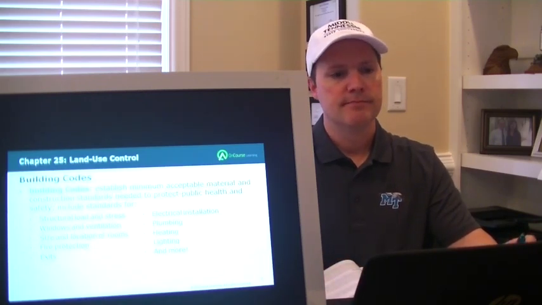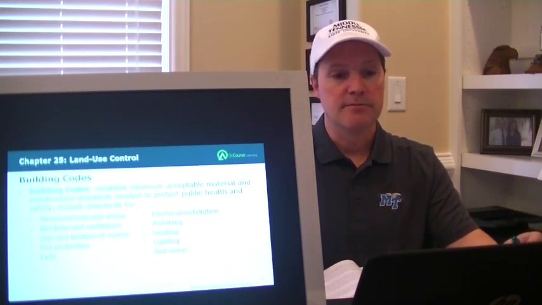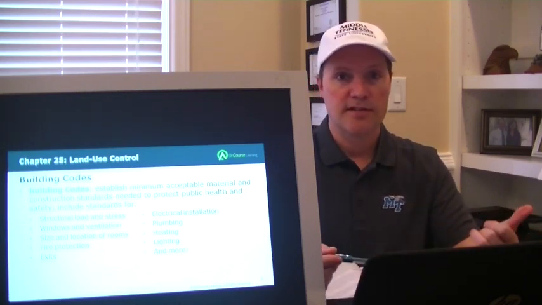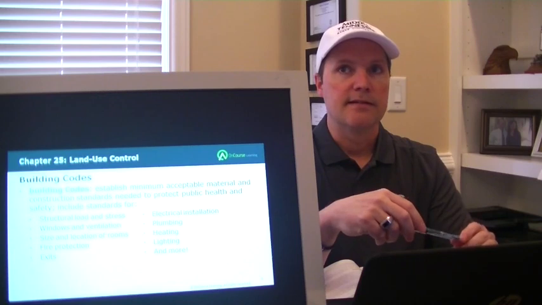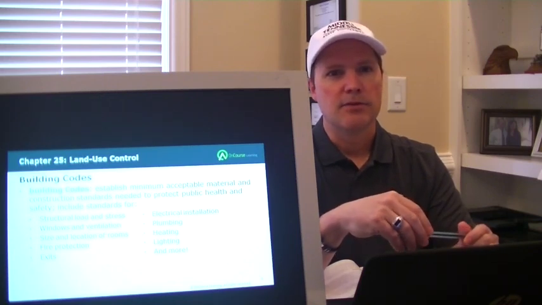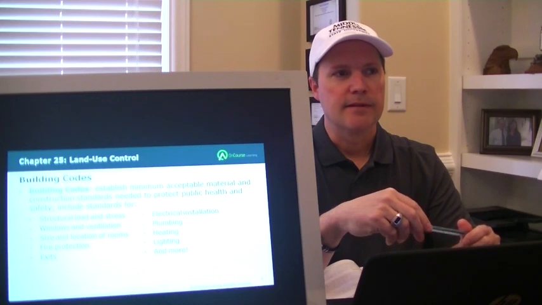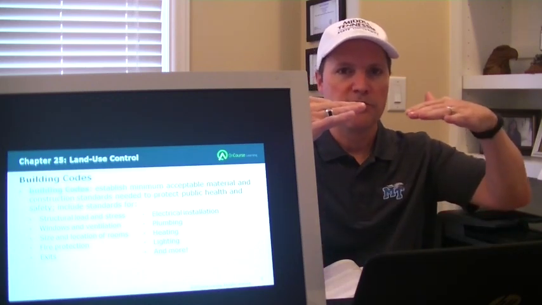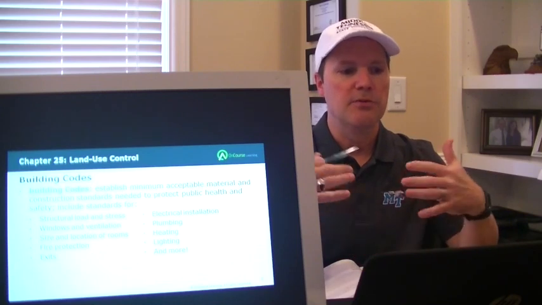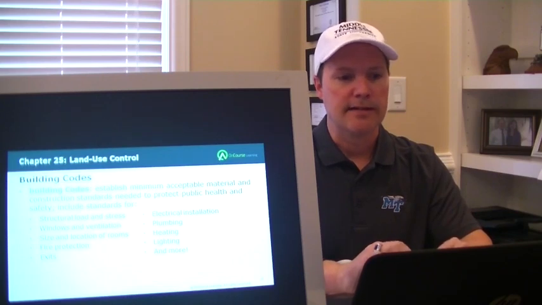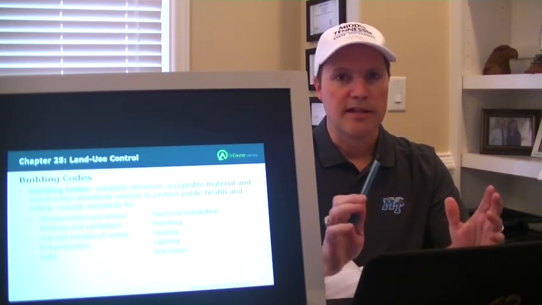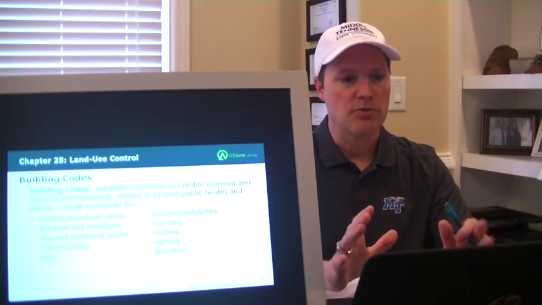Building codes. So you establish minimum accepted material and construction standards needed to protect public health and safety, including standards for structural load and stress. So you have to have the buildings constructed strongly enough. You saw that one building in China they were constructing, and the load was too much for the building and it fell. It was being constructed at the time, so there were workers in there that actually got killed. But it's a structural load and stress on a building, so it's got its own code.